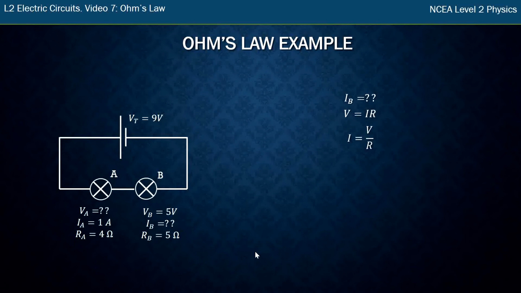Rearrange it because I want to find current, I, so I've made V over R, and then I make sure I label it because there are so many different voltages to use and ohms to use and even currents. I want to make sure I get the right one. So in this case, I've got the voltage through B divided by the resistance of B, which I've got, 5 over 5. Find that out, and that's 1 amp.